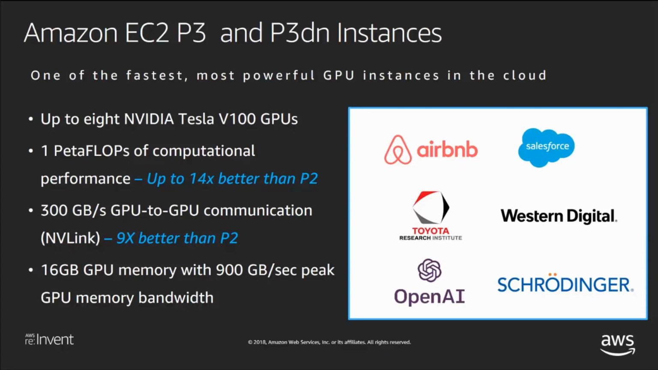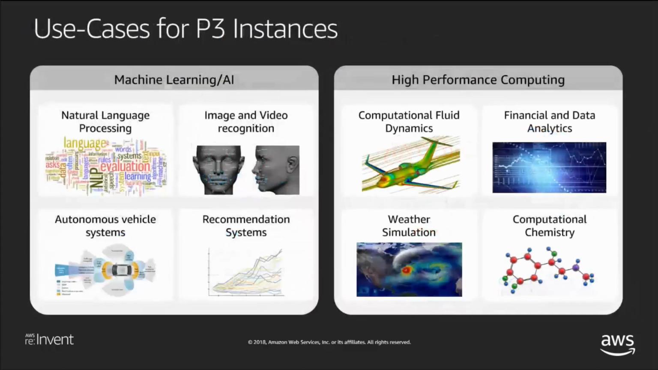On each of these hosts, we have up to 8 NVIDIA Tesla V100 GPUs with NVLink. So I think we're the only cloud provider that currently has that available. There are also a lot of customers that are starting to take advantage of it. The ones I want to call out are Airbnb as well as Toyota Research. So there are a lot of interesting use cases. More traditionally, these GPU instances are actually used for high performance computing.